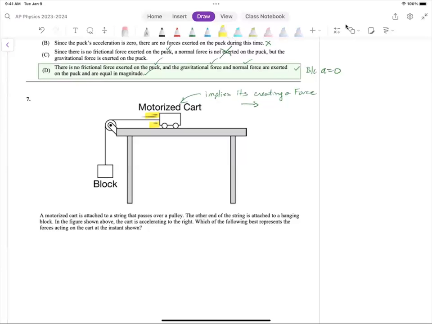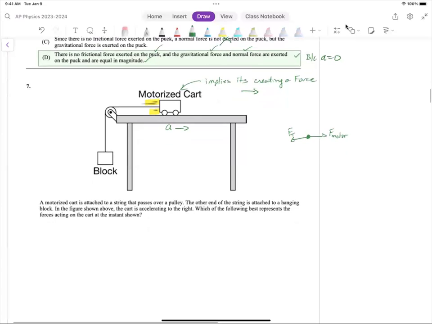There's a cart. It's attached to a string that passes over a pulley. The other end of the string is attached to a hanging block. In the figure above, the cart is accelerating to the right. So we know that we're accelerating to the right. If I have a dot that represents that cart, I've got a force from the motor, and then I've got tension pulling to the left, and that force of the motor has to be greater than the force of tension. Which of the following best represents the forces acting on the cart at the instant shown?